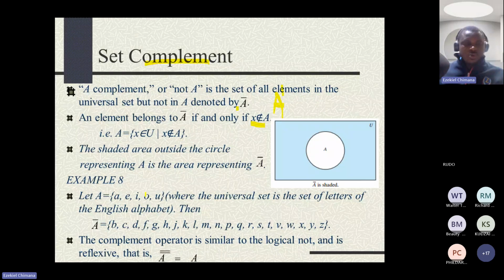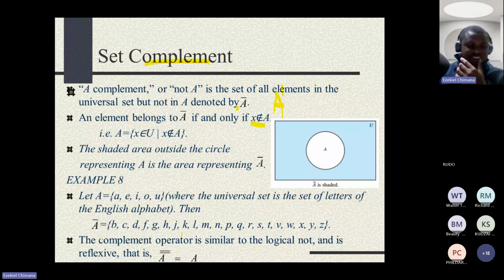Outside A. So let A be the set of vowels, where the universal set is the set of letters of the English alphabet. Then the A complement includes all the members of the alphabet which are not vowels, which are not A, E, I, O, U. So this one will become the complement of A, just like that.